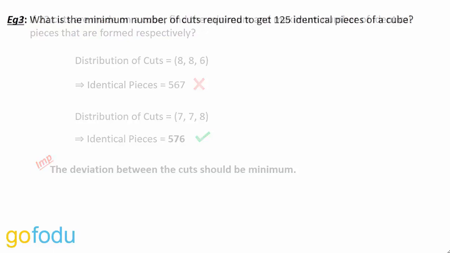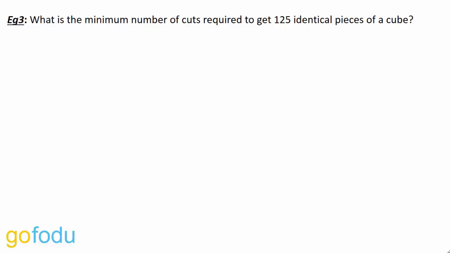Let's look at a different variety of question wherein number of identical pieces are given and minimum number of cuts are asked. Here we need to figure out the minimum number of cuts that are required to get 125 identical pieces. A question for you guys. Why are we asked only about the minimum number of cuts and not maximum? It is because maximum number of cuts will be one less than the number of identical pieces that we have obtained. In this case, it will be 124 cuts, all made on a single face only.